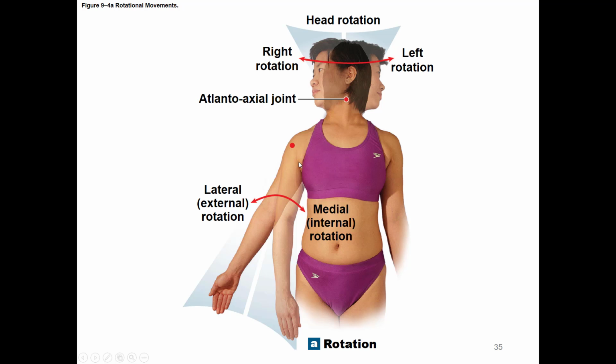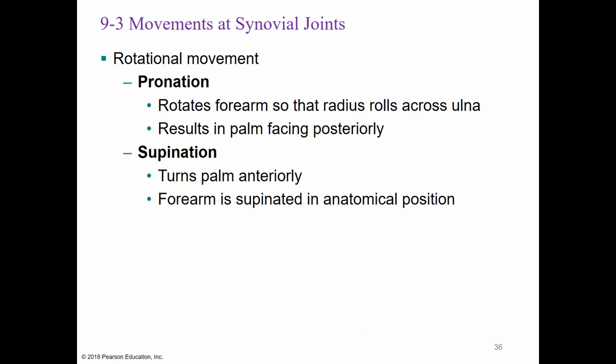So here's the arm, lateral external rotation, and if we fold that hand over, that's called medial internal rotation. So open it back up again, lateral external rotation, roll it back over, medial internal rotation. Under the rotational movement umbrella, we still have pronation and supination.